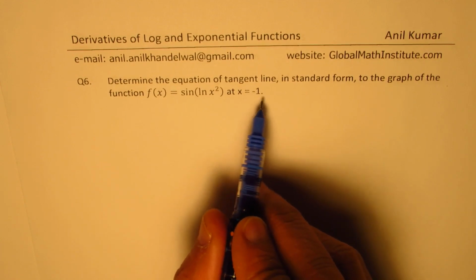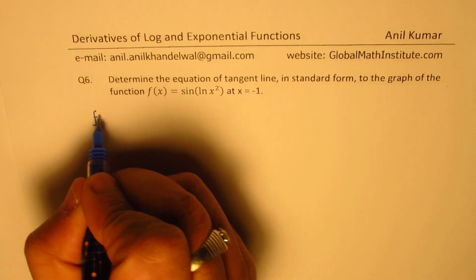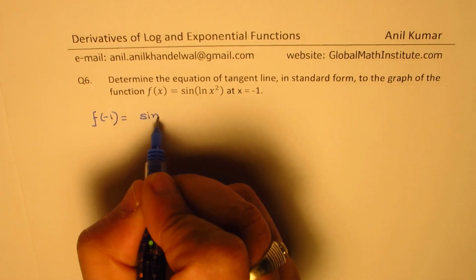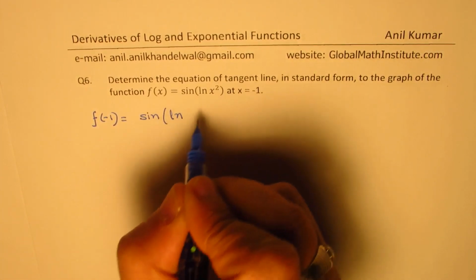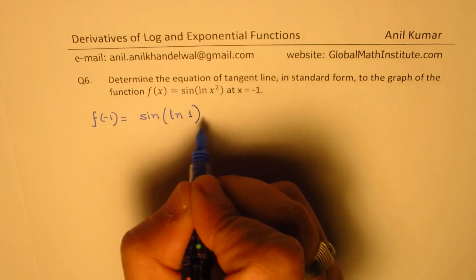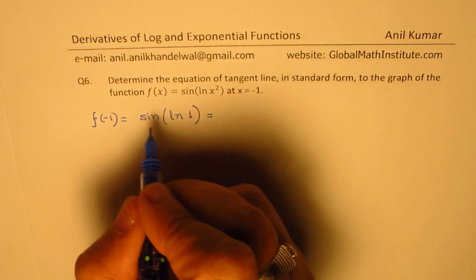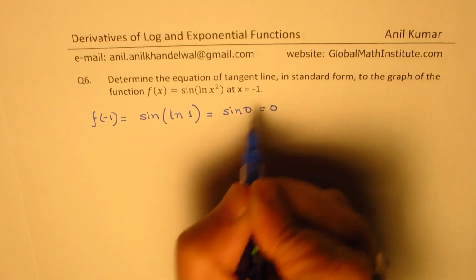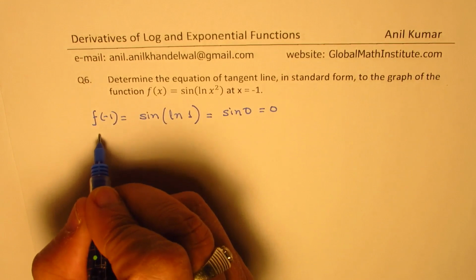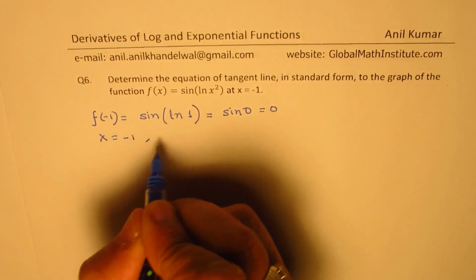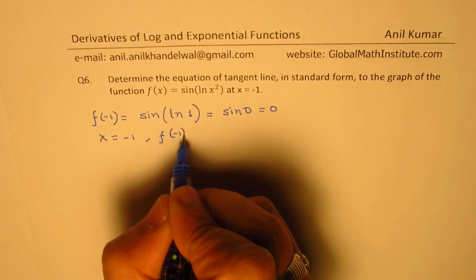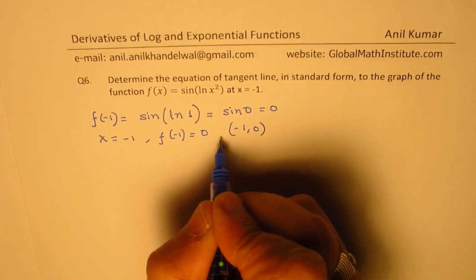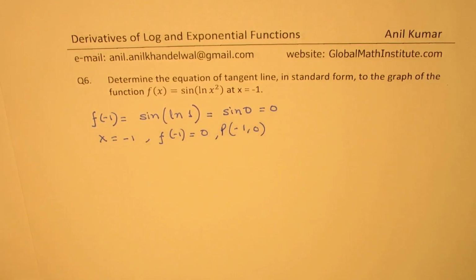So at x equals minus 1, let's also find the value of the function. So f of minus 1 is how much? It is sine of ln of (minus 1) squared, which is 1. So ln 1 is 0. So sine 0, and sine 0 is 0. So the point here is that x equals minus 1, f of minus 1 is equal to 0. So that means the point is (minus 1, 0). Is it clear? Let's call this point P.